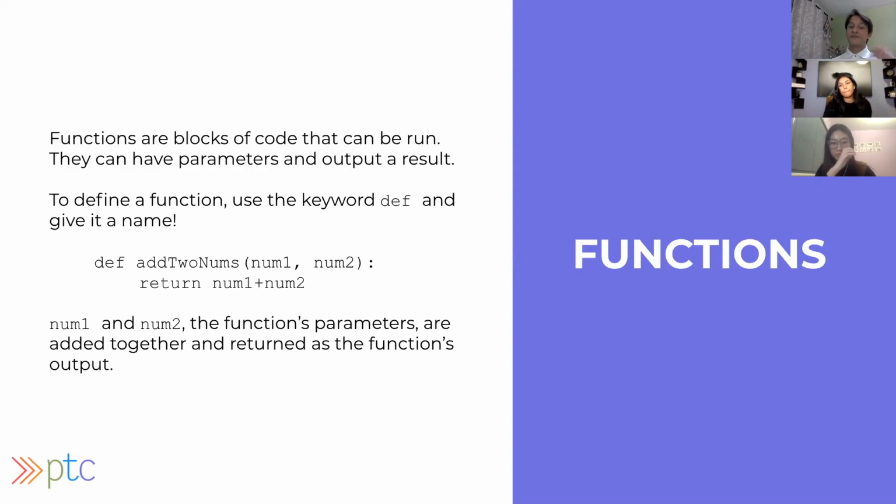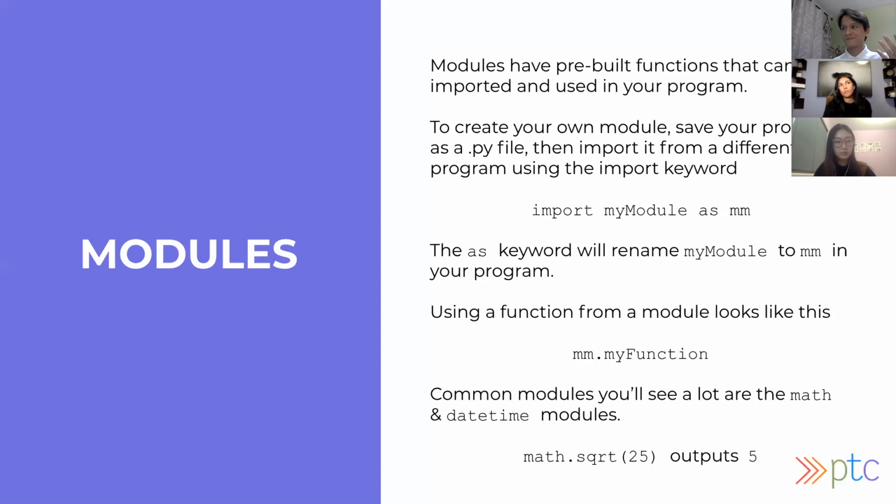Now, moving one step even broader, you've got modules. So modules are effectively pre-built functions that can be imported and used in your program. To create your own module, you have to save your program as a Python file, .py file, and then import it from another program using the import keyword. Import, then you insert the name. So this file is named my module. And then you can also do, if the file name is too long and you don't want to keep repeating it, you can import my module as mm, and you'll use mm throughout the entire thing instead of saying my module every single time.